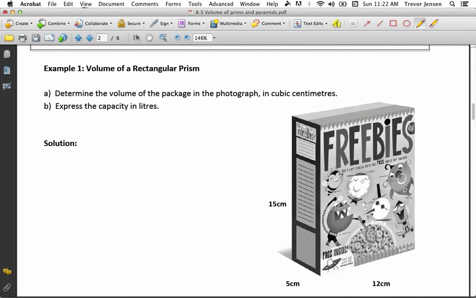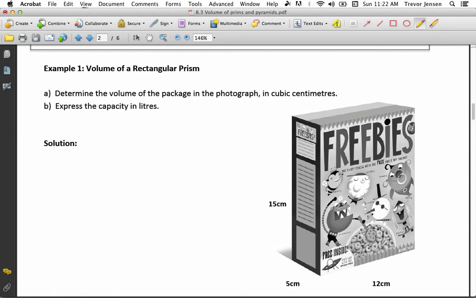I've got a cereal box on the right here. If I want to find the volume of that box, first, what type of shape is this? What shape is the base here? There's a base at the top and at the bottom, and they're rectangles. So this is a rectangular prism. So I'm finding the volume of a rectangular prism.